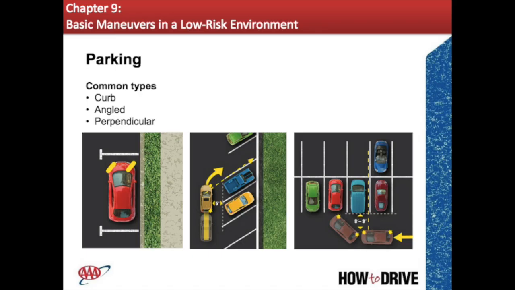Then move slowly forward into the space. Straighten your wheels to center the vehicle in the space. Then monitor the front and rear of your vehicle to make sure you do not strike vehicles parked to either side. Straighten the wheels, then move slowly forward, stopping just before the curb or the front of the parking space, then cancel the signal.